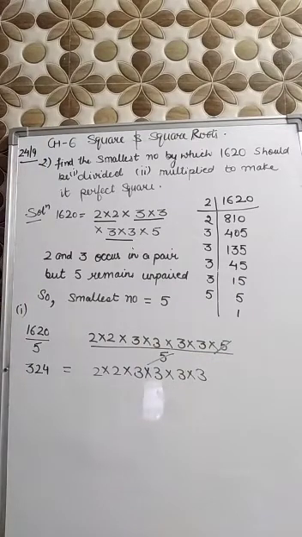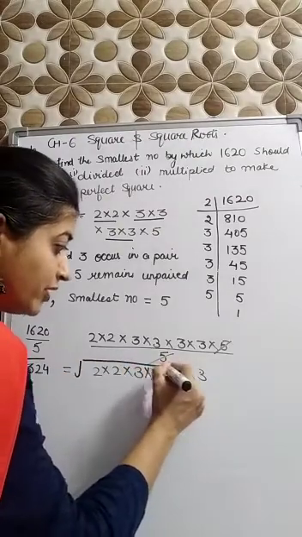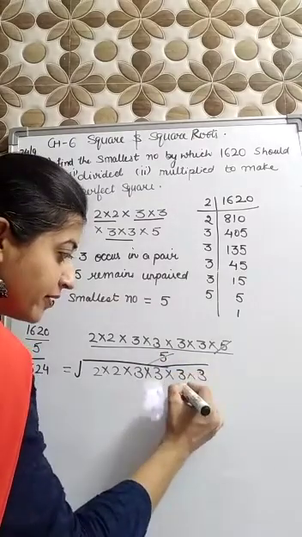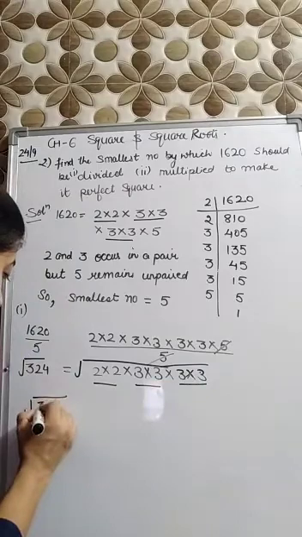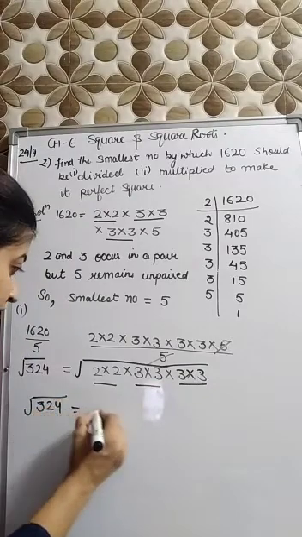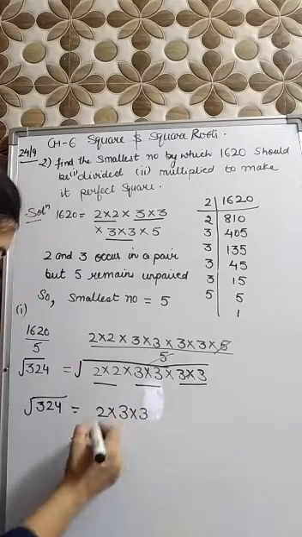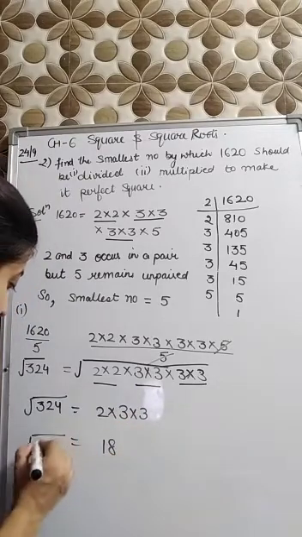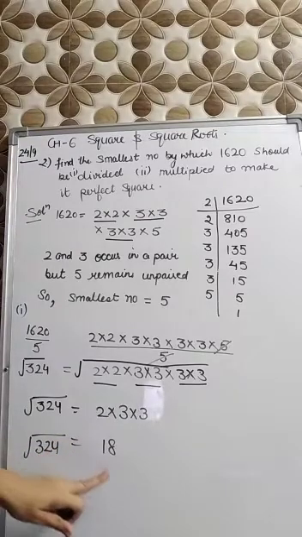So now find the square root of this number 324 by putting the square root on both sides, and take one term from each pair. Make the pairs and take one term out. This will give you 324 is equal to 2 into 3 into 3. 3 times 3 is 9, 9 times 2 is 18. So that means we are getting the square root of the new number 324 as 18.